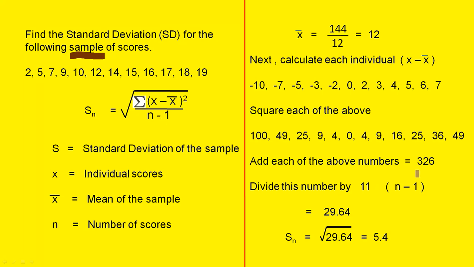So if we work out 326 divided by 11, which is n minus 1, that gives us 29.64. And the final calculation, to work out the standard deviation, the formula says find the square root of 29.64, and it's 5.4. So this is the value of the standard deviation.